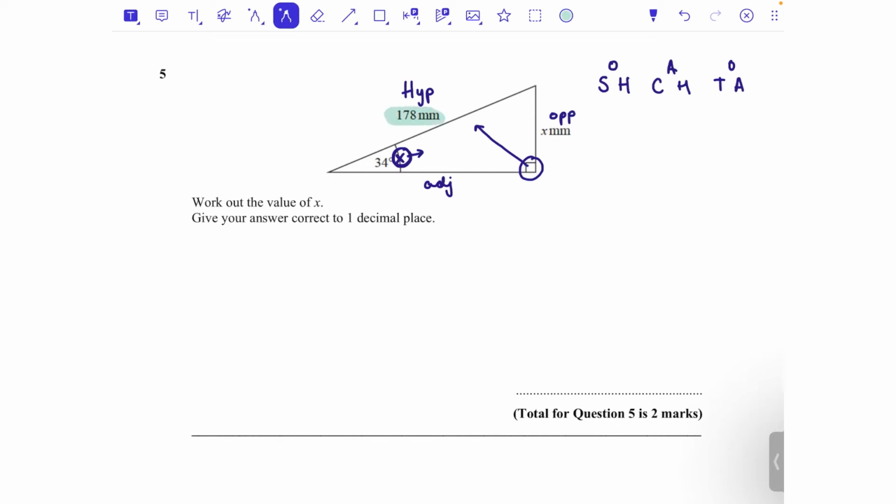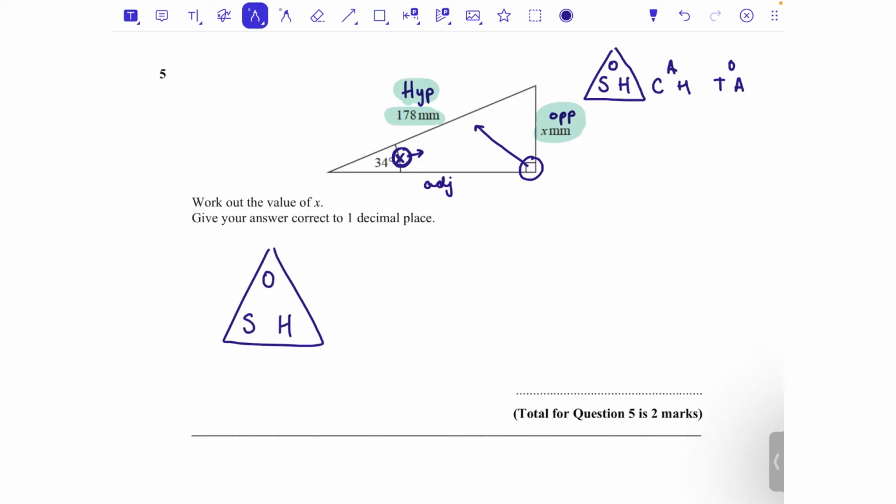So there we go. What two sides are involved? Well, I know the hypotenuse, so that's helpful information. So I want to make sure H is in my formula triangle. And I want to know the opposite. So that needs to be in my triangle as well. Which of the triangles has O and H in it? That's going to be SO. So we're going to be using SO for this question. I didn't know the adjacent, it wasn't helpful information, and I also didn't want to know how long it was, so there we go, that's not involved.